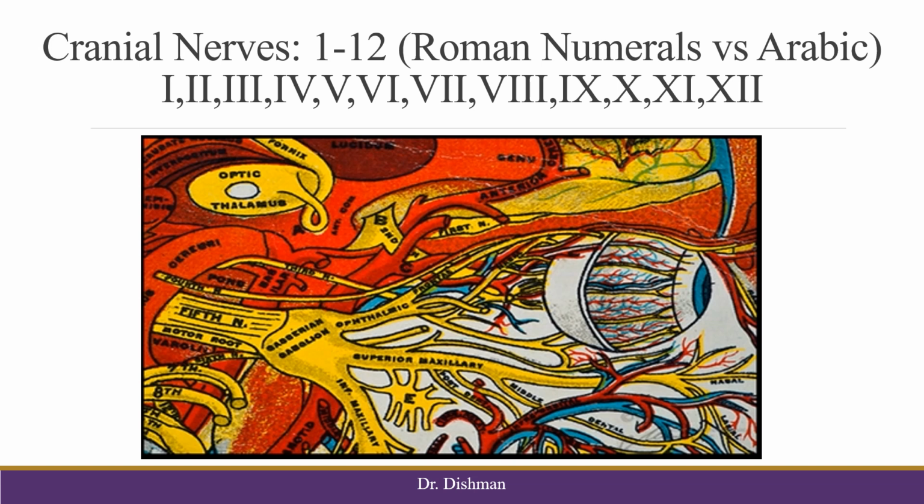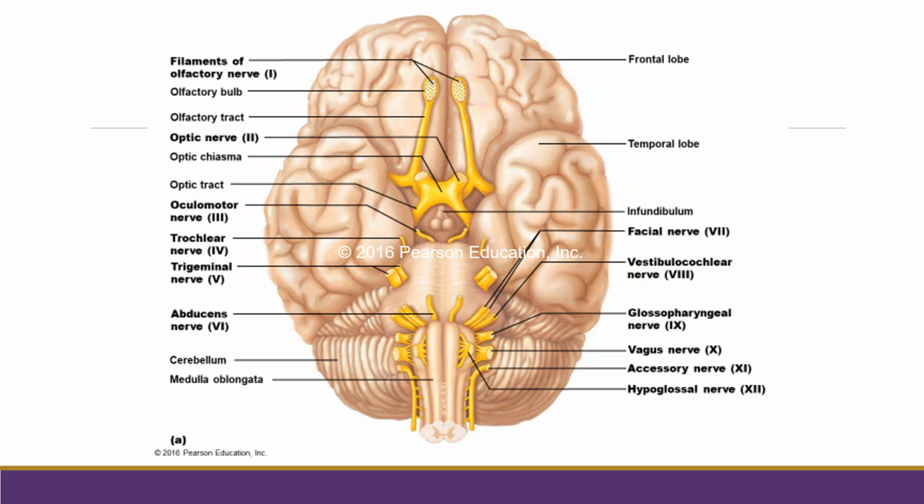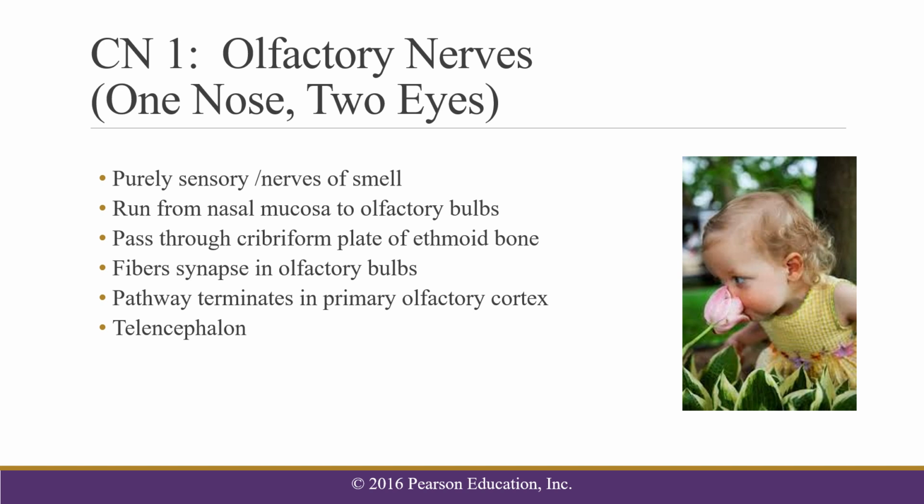Now we get to start the part about talking about the specifics of our cranial nerve. So let's go ahead and get started on this part. You've seen this picture before, just a little reminder on where things are. So cranial nerve 1, so we have one nose, we have two eyes.